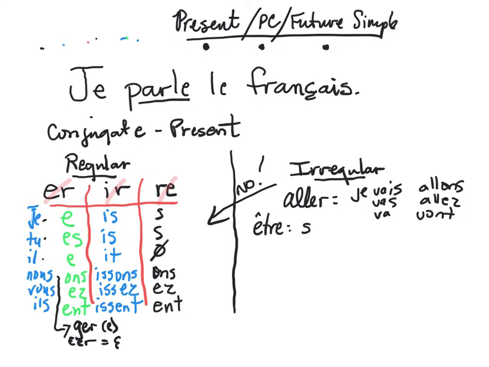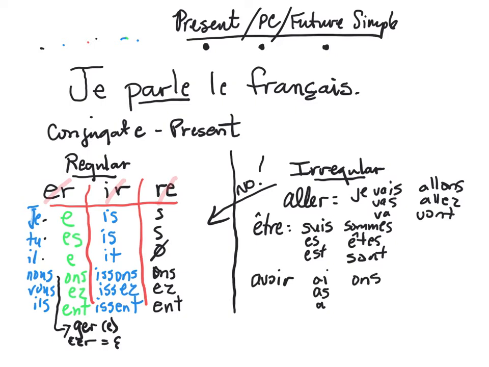It would be suis, es, est, sommes, êtes, and sont. And then we'll pick one more irregular verb, avoir. Obviously, there's a million more, but these are our main ones. It's ai, as, a, avons, avez, and ont. So that's kind of just a little quick recap of present tense.